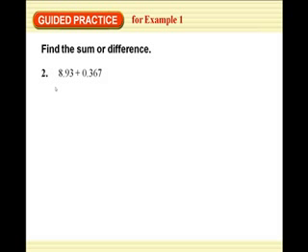Again, I'm adding, there's no negatives to worry about. 8.93 plus 0.367, fill an empty place, and add. You just have to be careful to add when you're supposed to add, and you bring the decimal straight down.